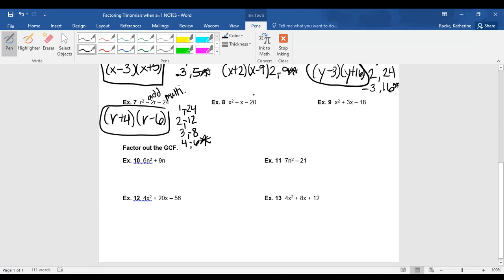Negative 20, looking for what's going to multiply to give us negative 20, but add to give us a negative 1. When there is no number there, that means there is a 1 there, okay? So 1 and 20, 2 and 10, 4 and 5. Has to be a negative when we multiply and a negative when we add it together, so our bigger number is going to be negative. You can see right here that negative 5 plus 4 gives us a negative 1, so x plus 4 and x minus 5.